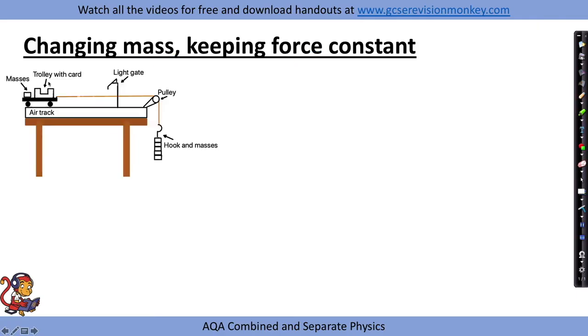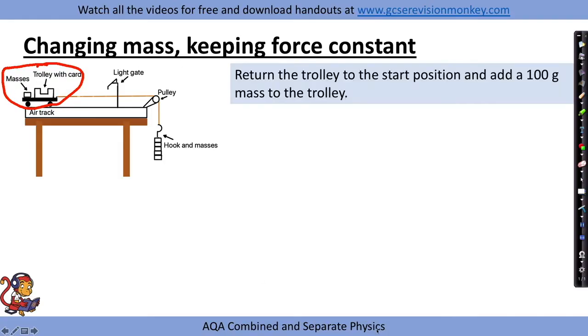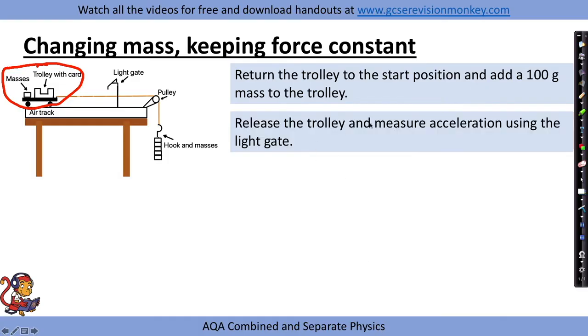Because we need to change this part of the system if we want to investigate how mass affects acceleration, this is where we're going to change the mass of the trolley. So you can see here I've added one mass to the back, and then we're going to repeat the process. So return the trolley to the start position and add a 100 gram mass to the trolley. Release the trolley and measure acceleration using the light gate.